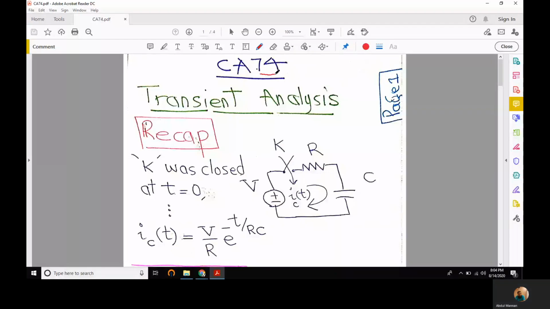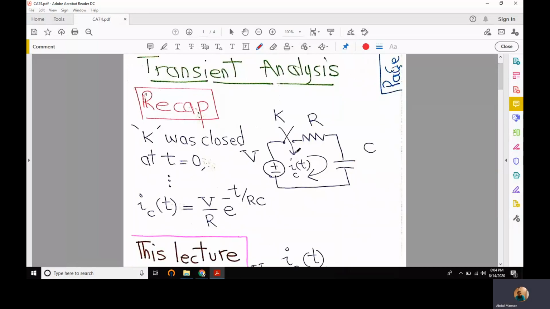Welcome to lecture number 74. We are studying transient analysis, and in our last lecture, CA73, we studied an expression for the current in a series RC circuit, which contains a switch K, and the K switch was closed at time t is equal to 0.